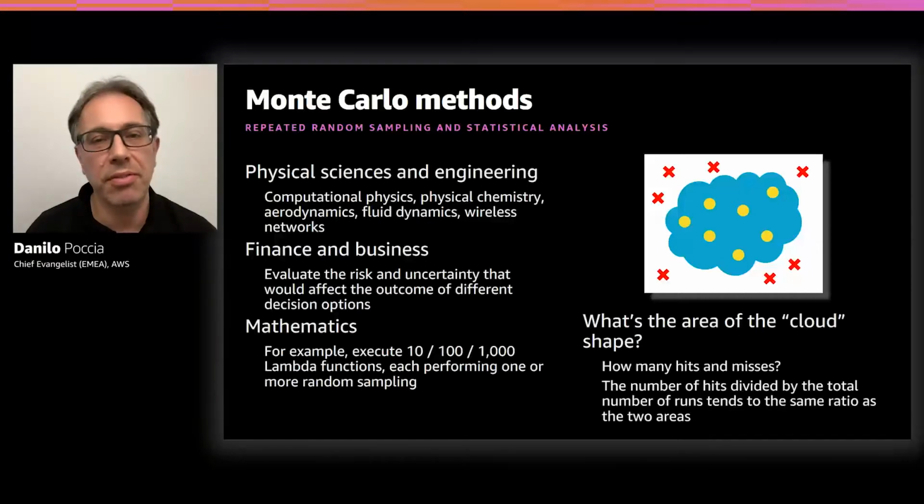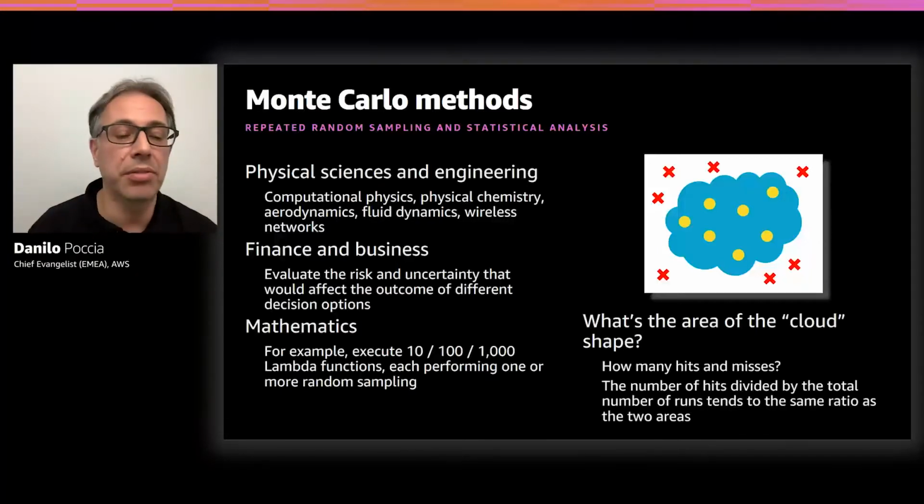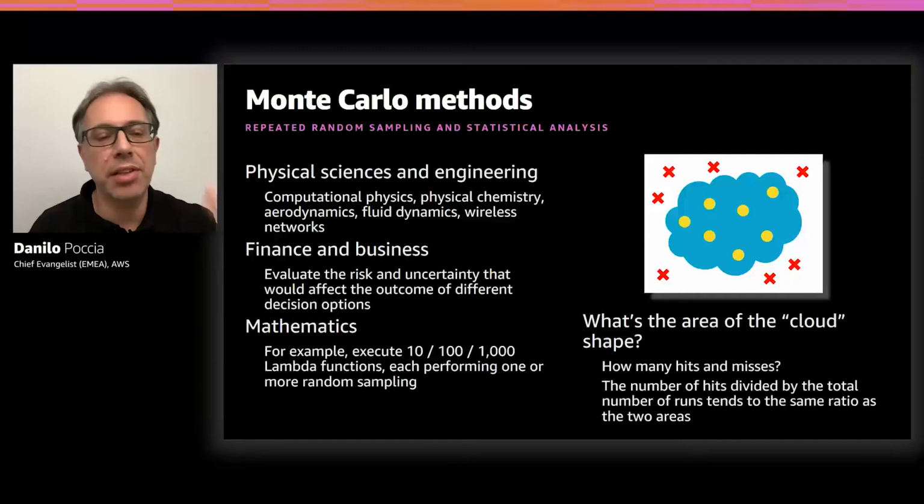And Monte Carlo methods are used in lots of different fields. So in the physical science, so for example, fluid dynamics, even in the design of large-scale wireless networks. A very common use case is in finance, where they're used to estimate the risk and the uncertainty that is affected based on the possible options that maybe some actor can take. So there are decisions, depending on this outcome, there are implications. You can simulate and emulate what can happen. And you can use 10, 100, thousands of functions in parallel to extract this random sampling, because with Monte Carlo methods you repeat this random sampling of data and then you apply statistical analysis on the result.